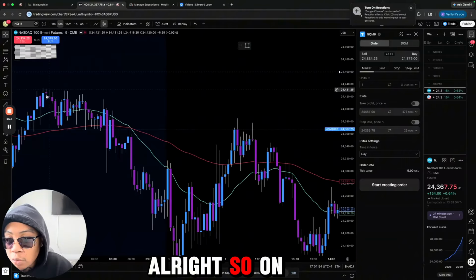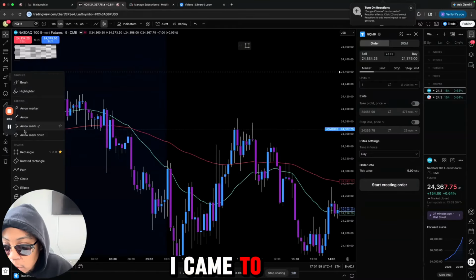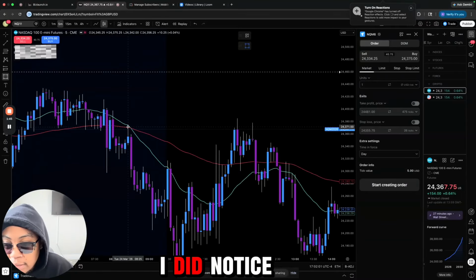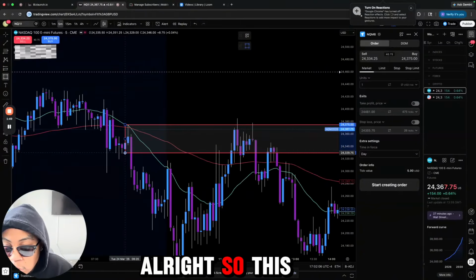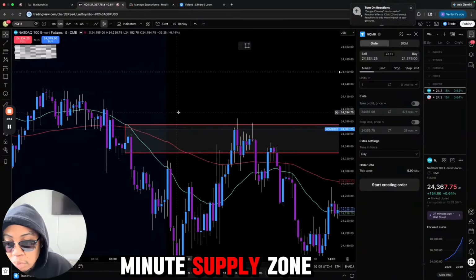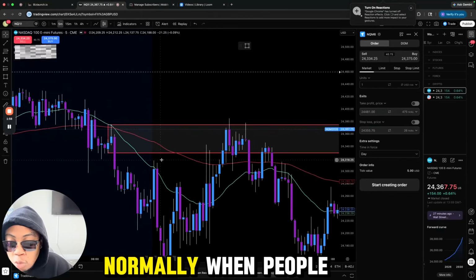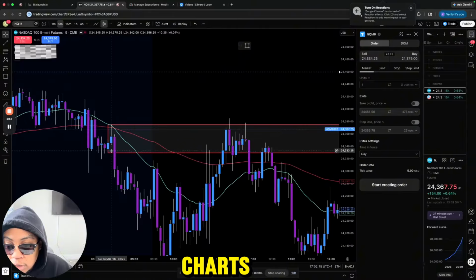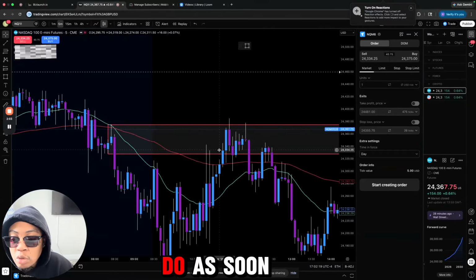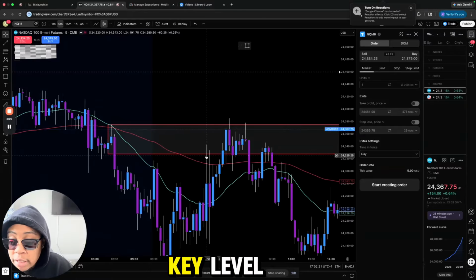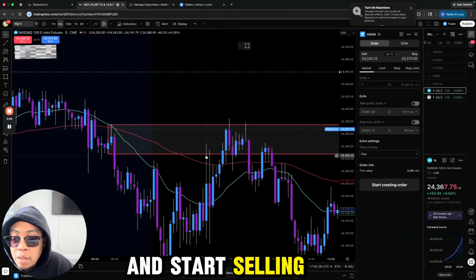All right. So on the 5 minute time frame, when I came to the charts, I did notice this supply zone right here. This was my 5 minute supply zone. Now, normally when people come to the charts and they are trading supply and demand, as soon as price comes back to that key level, y'all are ready to take positions and start selling.